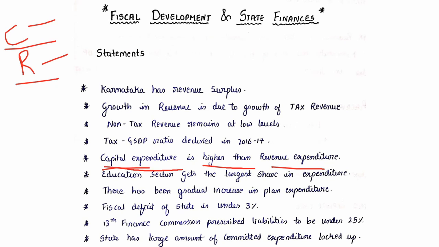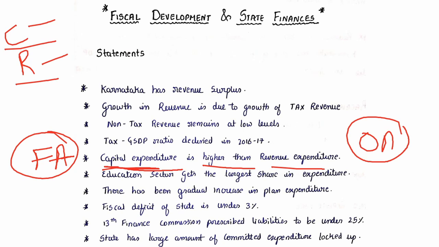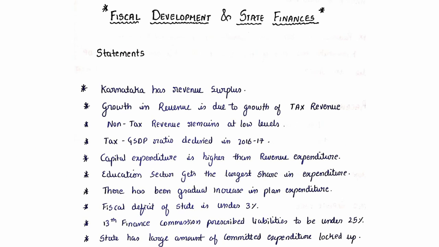Capital expenditure is something related to fixed assets and revenue expenditure is something related to ongoing assets, that is, the assets which are already there. Capital expenditure is the money which is spent to buy, maintain or improve fixed assets, whereas revenue expenditure is to meet the ongoing operational costs. And in the expenditure, the education sector got the largest share.